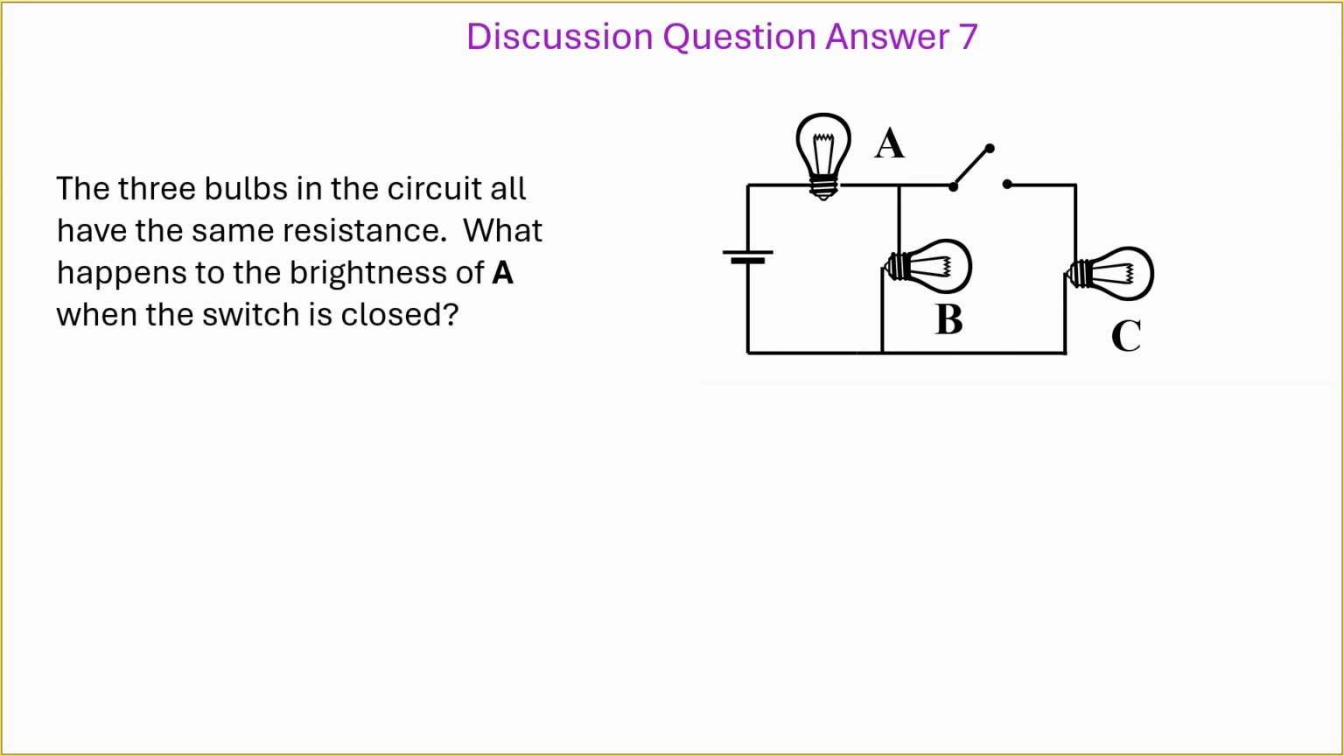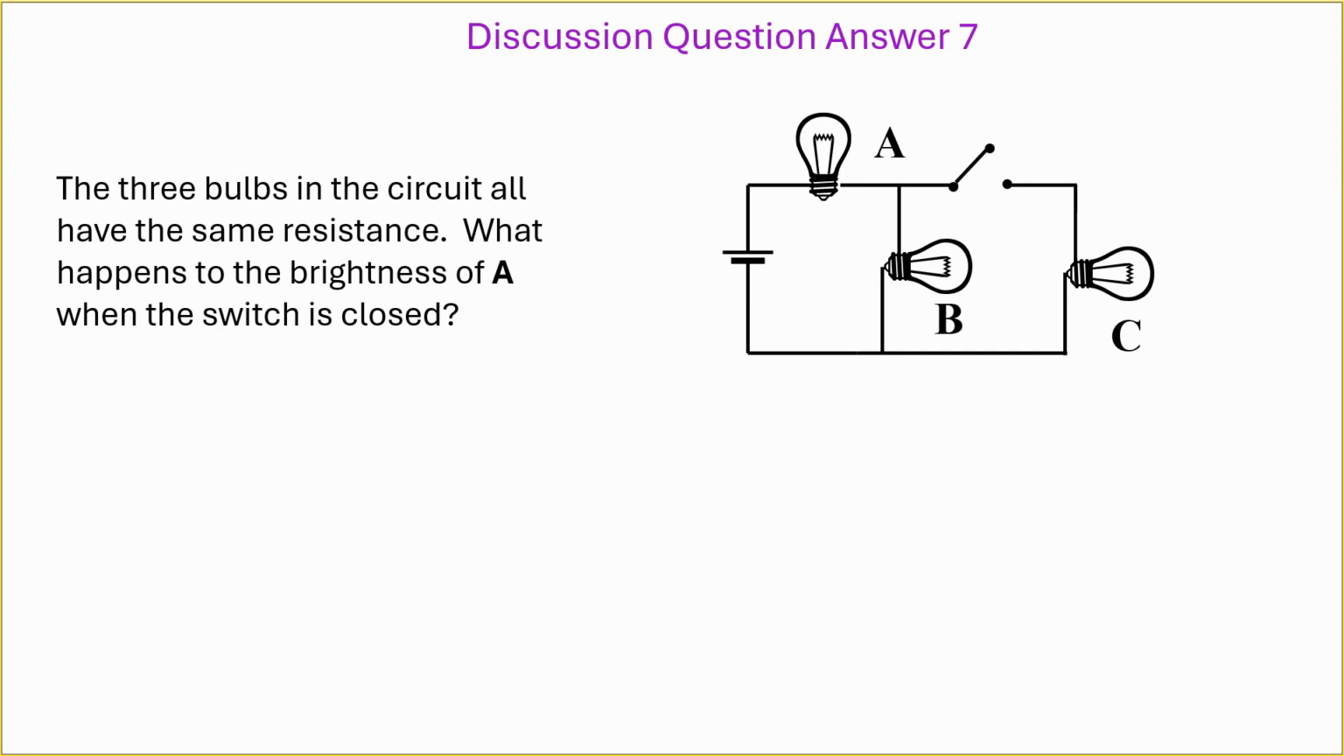Now the last one, we have three bulbs in a circuit, all identical, so all of the same resistance. What happens to the brightness of A when the switch is closed? Before the switch is closed, what is going on? You have two bulbs, A and B, put together in series. So A and B share the EMF and they glow equally brightly because their resistances are equal.